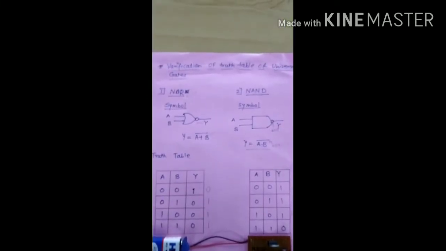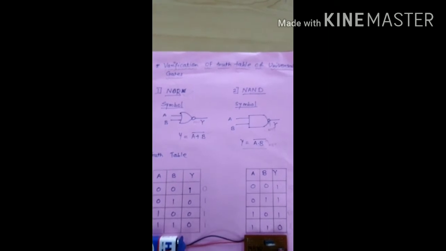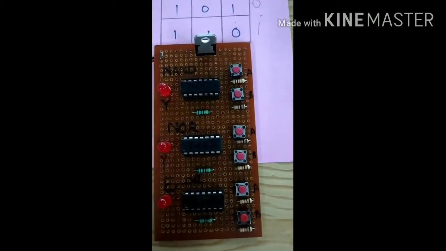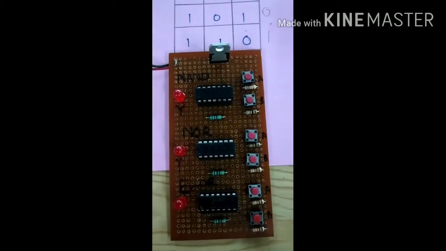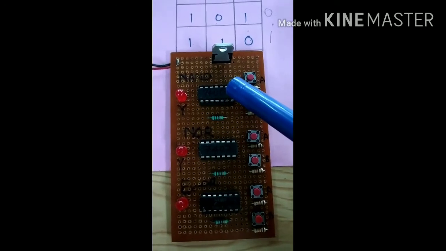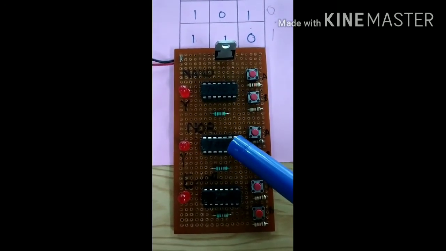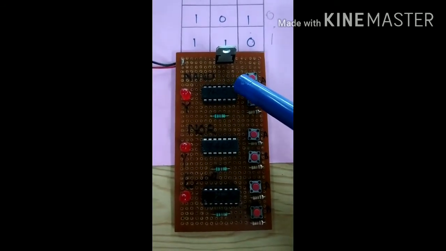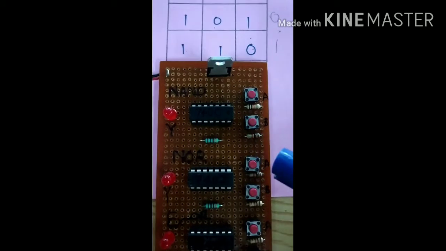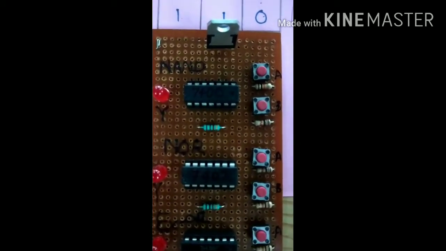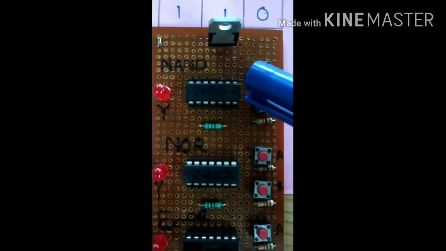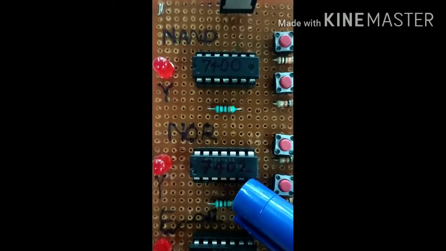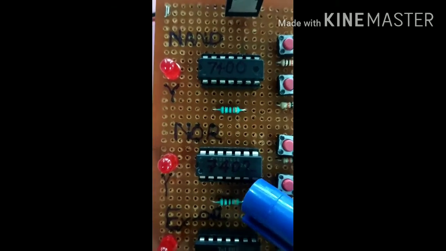Now we will see the actual experiment on universal gate. So this is our small kit. In this kit there are basically 3 gates. First is NAND gate, second is NOR gate and third is XOR gate. We have to concentrate on only these two, NAND and NOR. I have written here the number on the IC. So 7400 is the IC number for NAND gate and 7402 is the IC number for NOR gate.